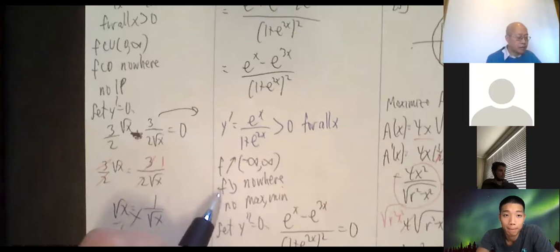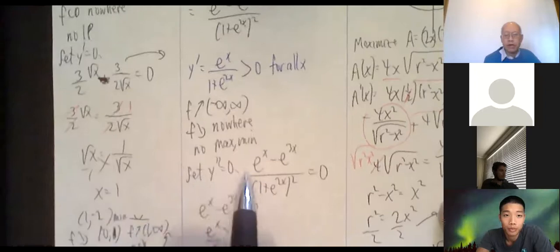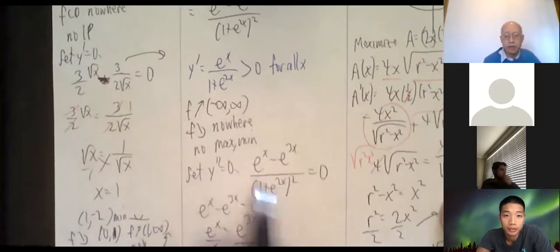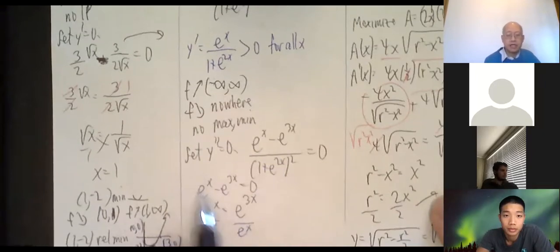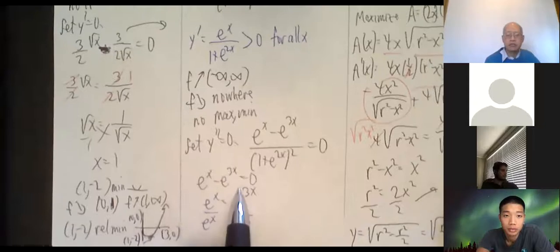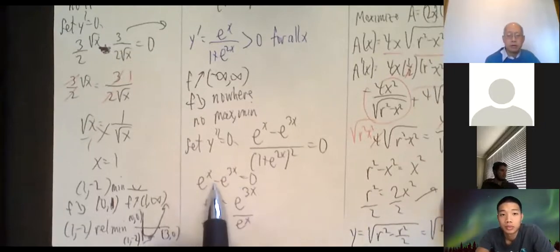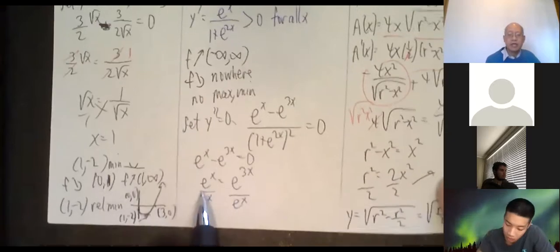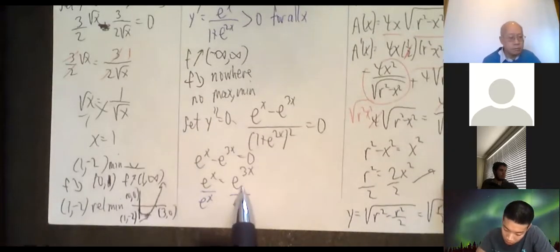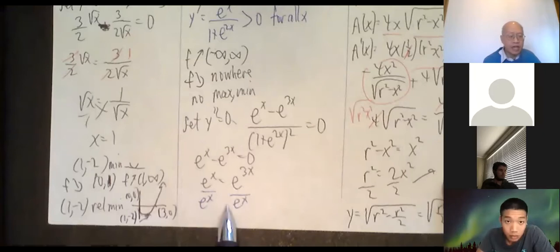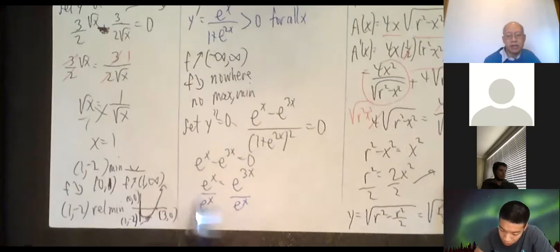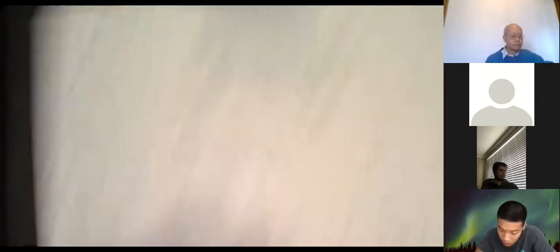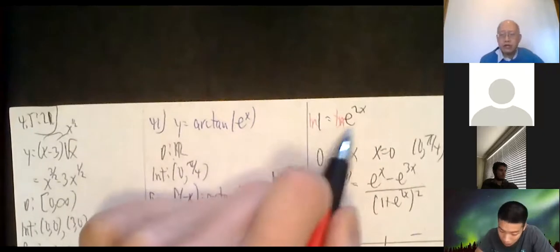How about y double prime? Set that equal to 0. Well, when is a fraction equal to 0? When the numerator is 0. So e to the x minus e to the 3x equals 0. Move over the e to the 3x. E to the x equals e to the 3x. Divide both sides by e to the x. This becomes e to the 2x. That's going to be 1. 1 equals e to the 2x.